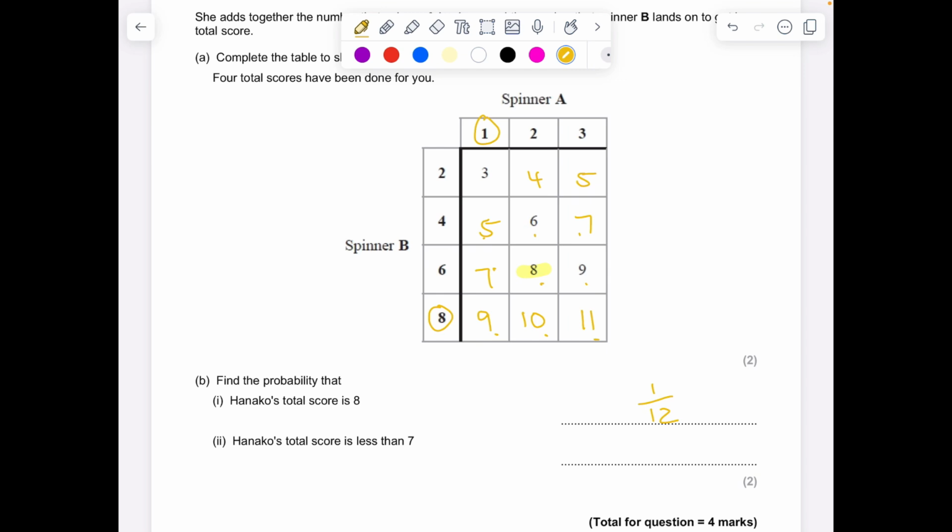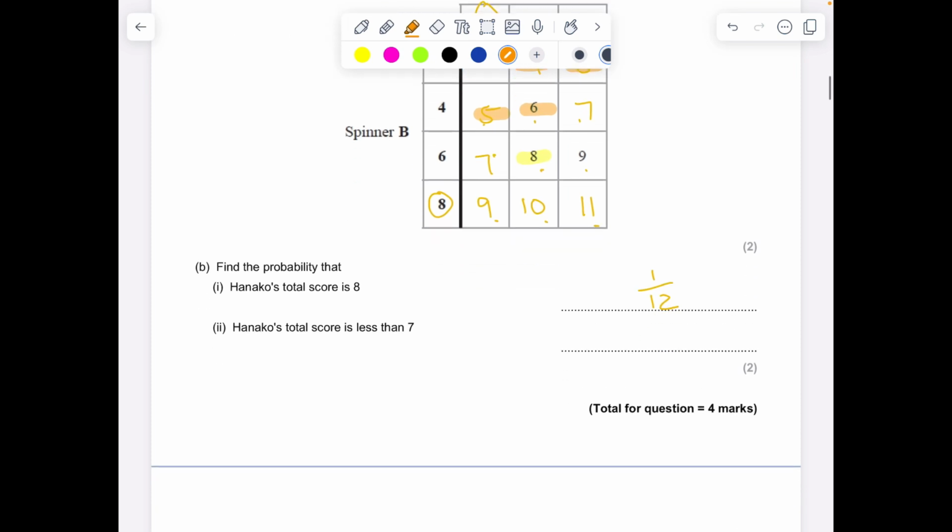Haneko's total score is less than 7. So let's highlight those that are less than 7. 1, 2, 3, 4, 5. And that is it. So it doesn't say includes the 7, so it's just less than 7. So there were only 5, so 5 out of a possible 12.